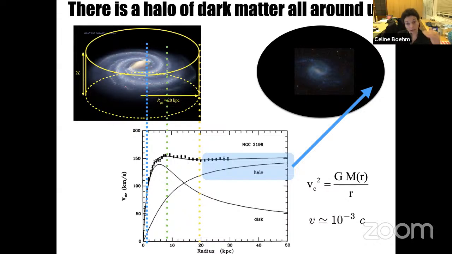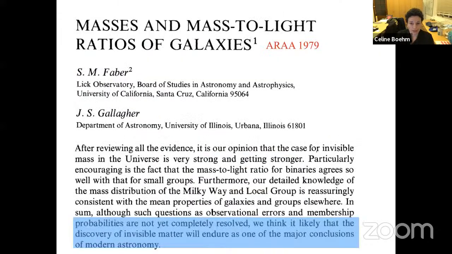And I should say, the smaller the object, the smaller the velocity, but the bigger the object, like a cluster, the larger the velocity. So on that note of there must be something, other people continued to make measurements, and a very important paper in the field is by Sandra Faber and John Gallagher in 1979.